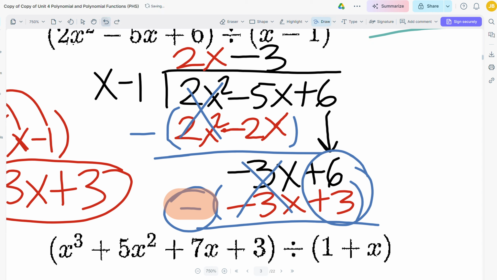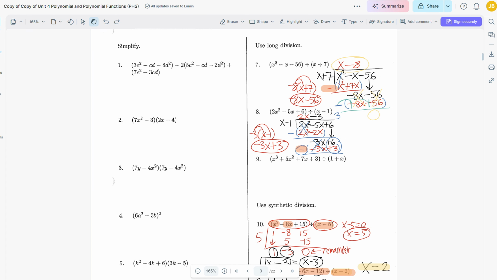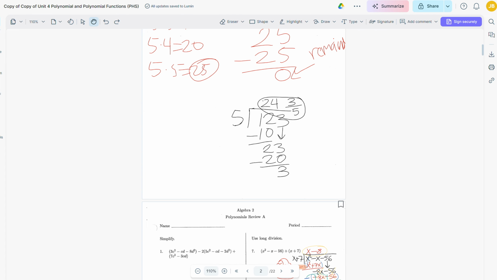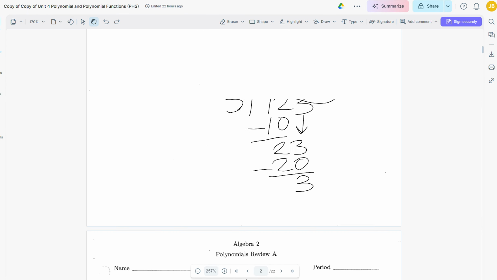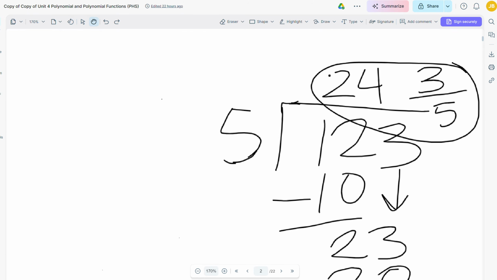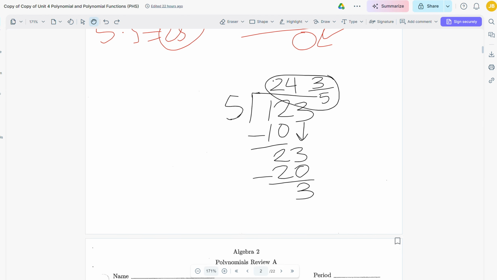And let's go ahead and remind ourselves how we write the remainder at the end. Well, let's go back to the example I showed you. When you have a remainder, you take the remainder, in this case it was 3, and we take what we divided by, our denominator, and we put it under that remainder. So let's do the same thing here.